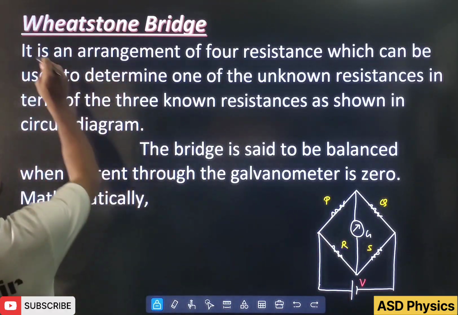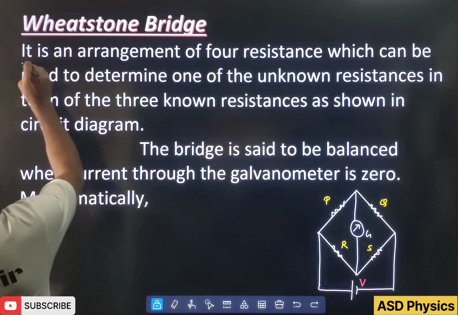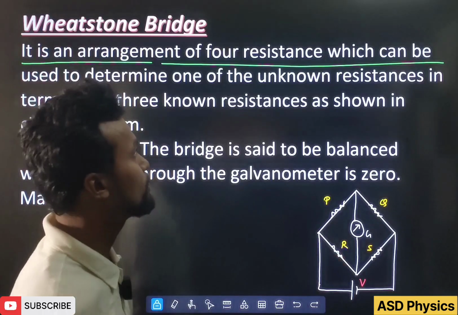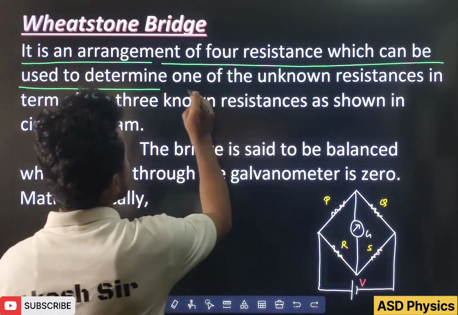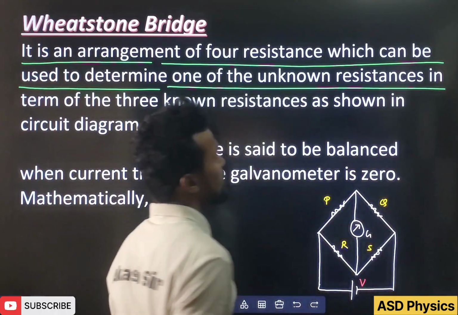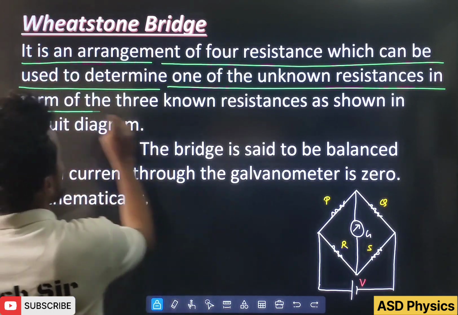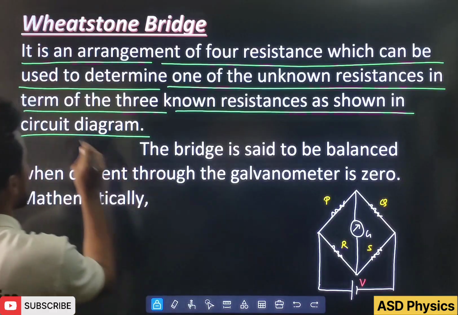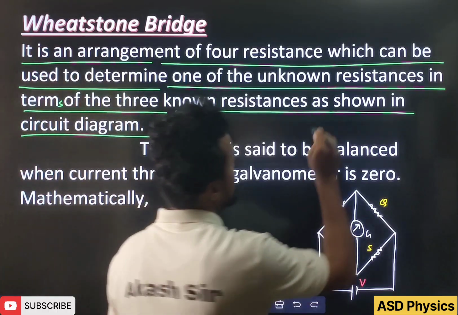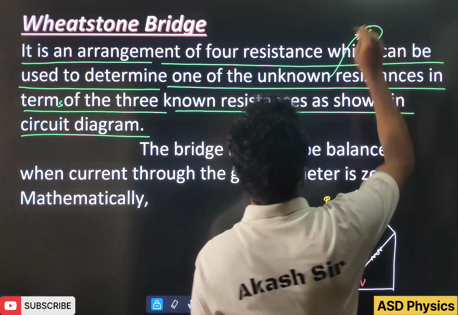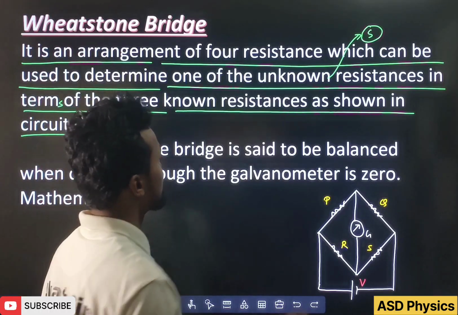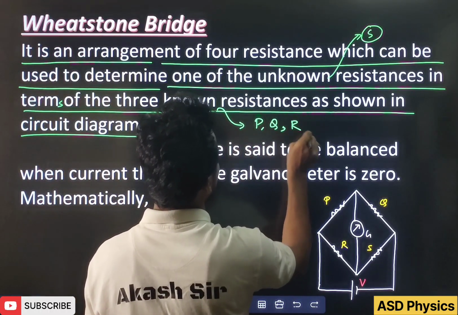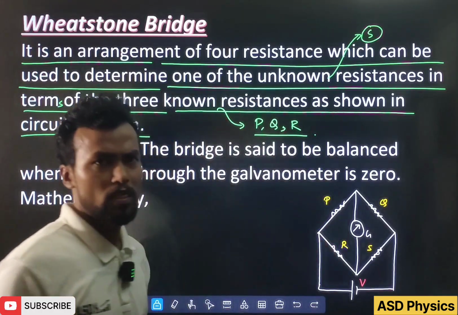Now, I hope you have understood this basic circuit diagram very well. See here, we have to write an example like this. It is an arrangement of four resistances, P, Q, R, S, which can be used to determine one of the unknown resistances in terms of the three known resistances as shown in the circuit diagram. Remember that in the Metre Bridge, the unknown resistance will be S, and the known resistances will be P, Q, and R.